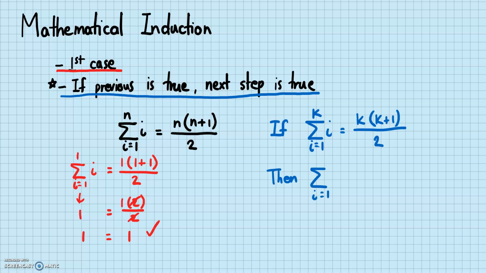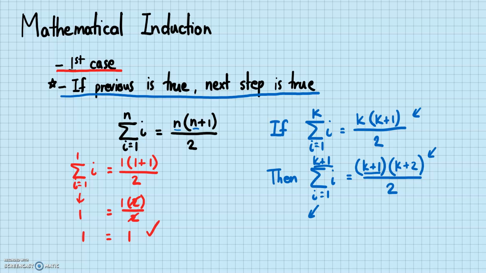Then the next step would be k plus 1, right? I'm just substituting k plus 1 for n here, okay? So k plus 1 times k plus 1 plus 1, which is k plus 2, over 2. Okay, so here I have to prove if this is true, then this has to be true. So let's see if that's right.